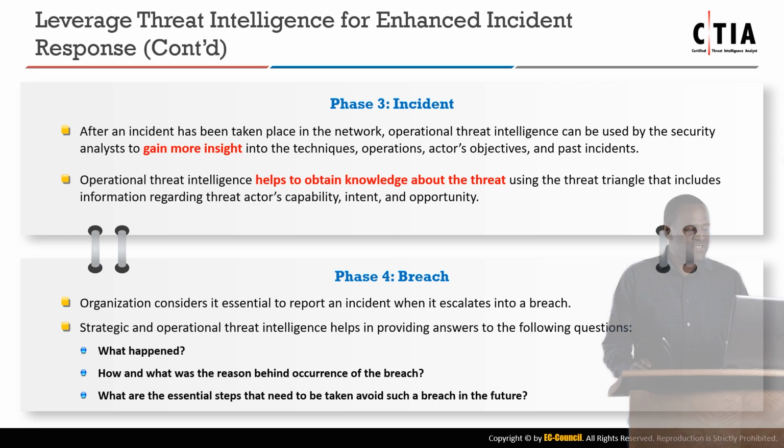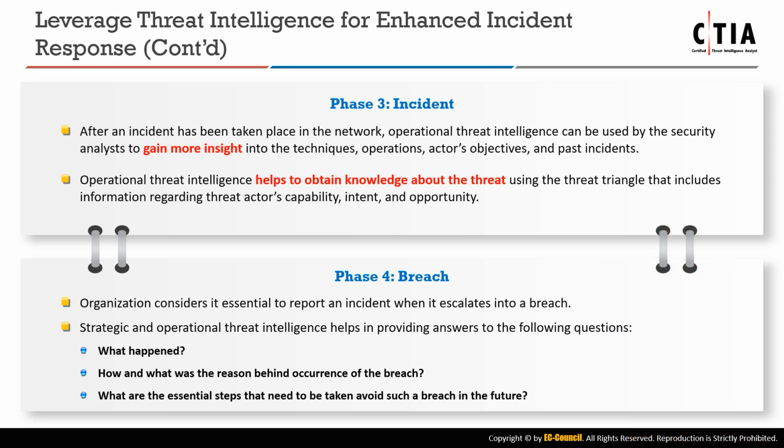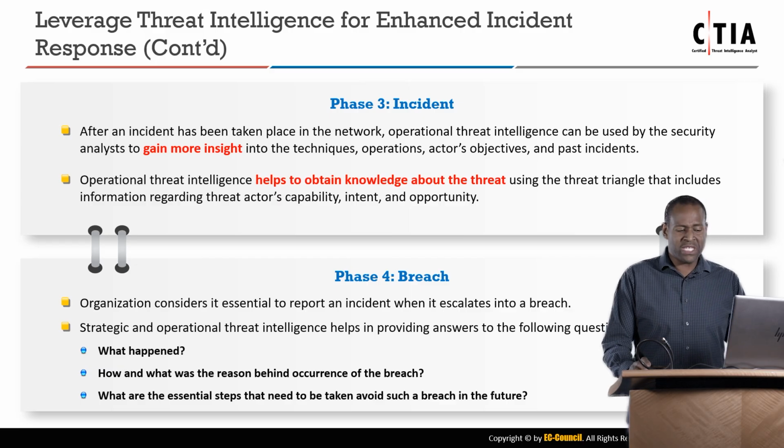So for a breach in phase 4, an organization considers it essential to report an incident when it escalates to a breach. So we see that we have now a breach, and a breach means that there's some part of the organization that has been violated. For instance, files have been accessed from a third party that shouldn't have been. For instance, a third party has gained access to the network. A security protocol has been broken. A rule that the organization has set has been violated in some way. We now have a breach. So we have strategic and operational threat intelligence that help us to define when it happened and what happened.